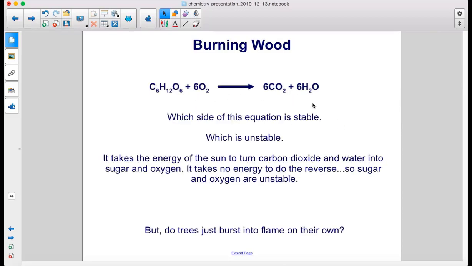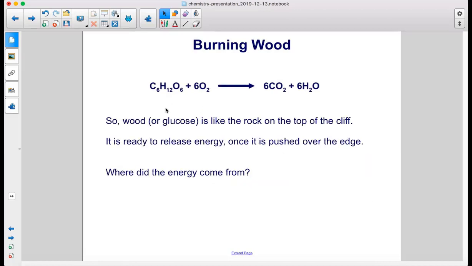Which side of this equation is stable? Which is unstable? It takes the energy of the sun to turn carbon dioxide and water into sugar and oxygen. It takes no energy to do the reverse, so sugar and oxygen are unstable. But do trees just burst into flame on their own? So wood, or glucose, is like the rock on the top of the cliff. It is ready to release energy once it's pushed over the edge. Where did the energy come from?